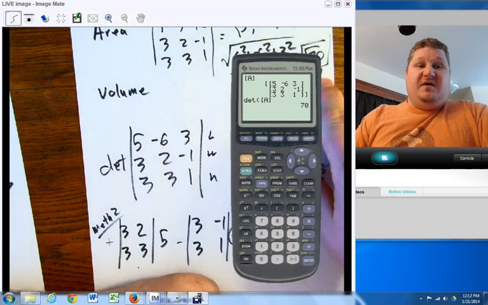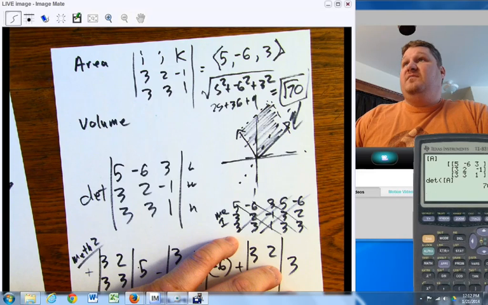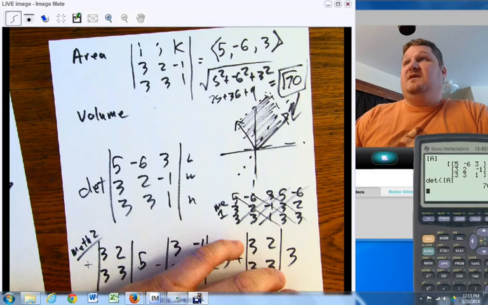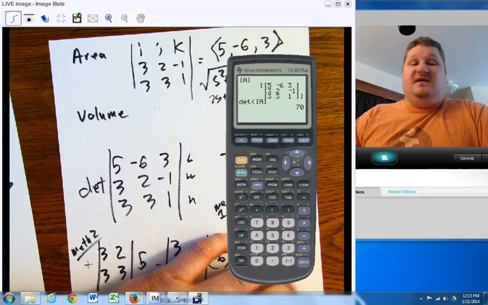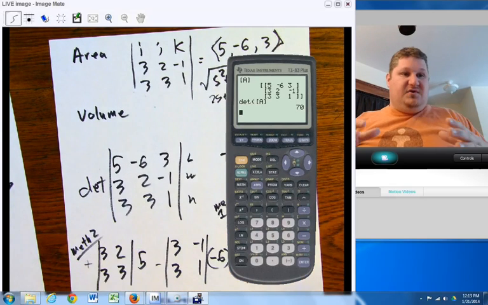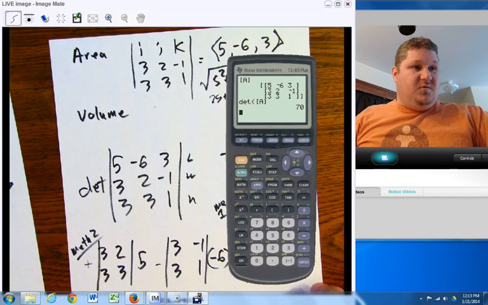You'll notice, by the way, previously we talked about area between those 2 happened to be the square root of 70. That's just a coincidence. So 70 is the volume of the figure formed by the 3 matrices if you were to put them all together into a 3-dimensional figure. Okay, stay tuned for some homework.